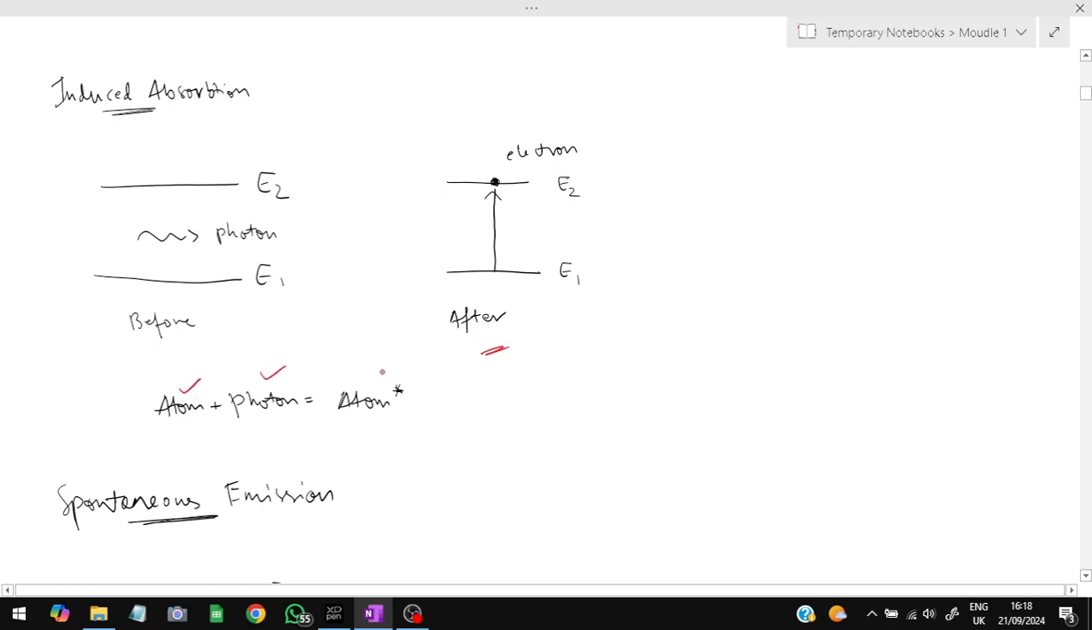The equation can be represented as atom plus photon is equal to atom star. This is the normal atom, and when a photon is absorbed inside it, it becomes an excited atom, which is denoted by a star at the top of it. That is induced absorption.